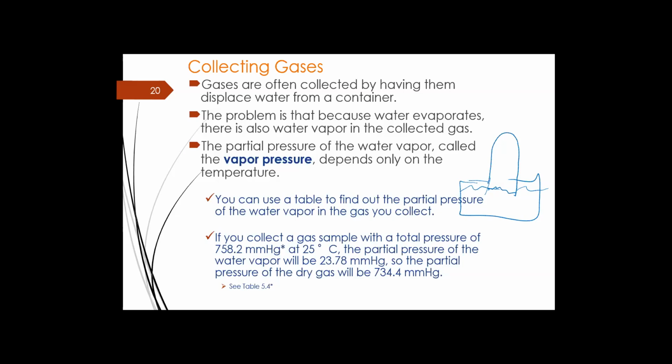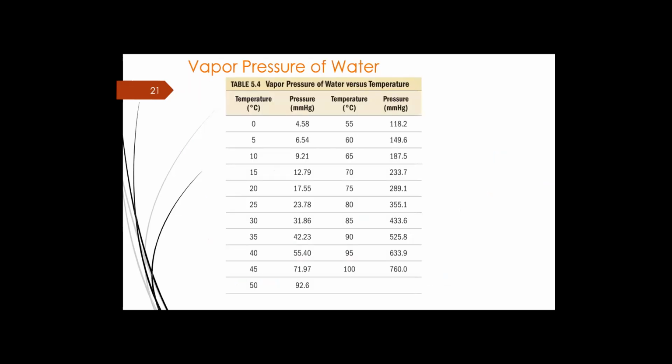So if we collect a gas sample with a total pressure of 758.2 millimeters of mercury at 25 degrees, 23.78 millimeters of mercury of that is the partial pressure of the water vapor. And so our dry gas that we captured is really only this pressure here. And so that's what's going on here, is that you're getting a whole temperature range that has the partial pressure for water for each one of them.